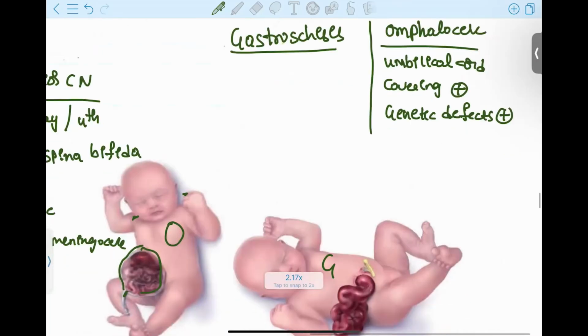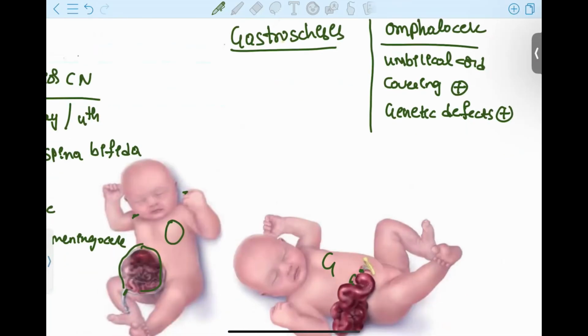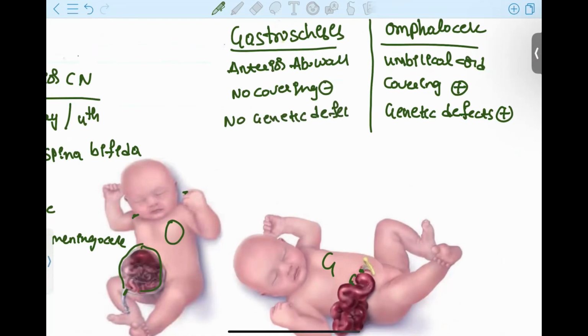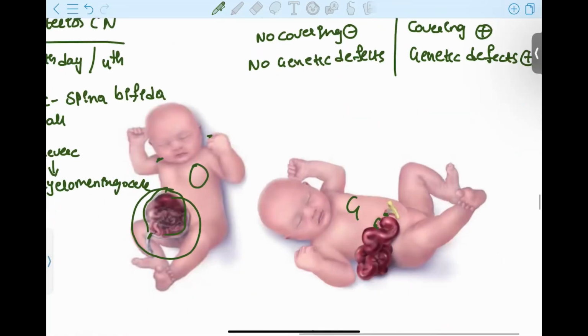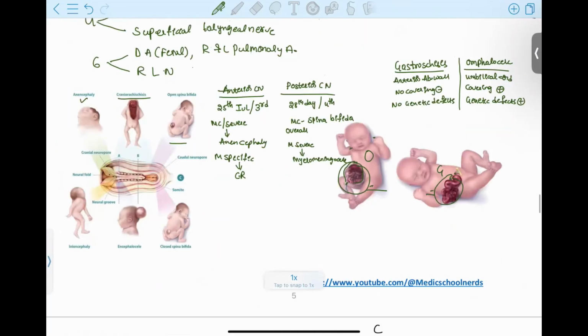And gastroschisis is not coming from the umbilical cord. This is actually coming from an anterior abdominal wall defect. And no covering is present. And no genetic defects. In both conditions, what we have to do is enclose this structure. Close this structure, and by the time of the operation, you have to reduce it by hand or repair it immediately. Because if there is exposure, there is a high chance of necrosis and bowel injury in this patient. So this is the gastroschisis and omphalocele.